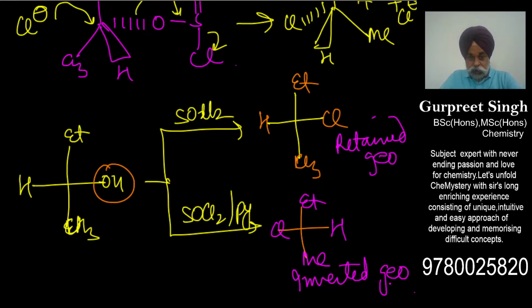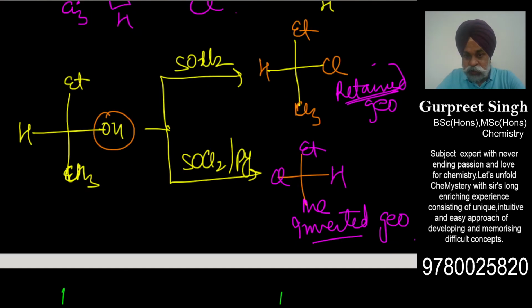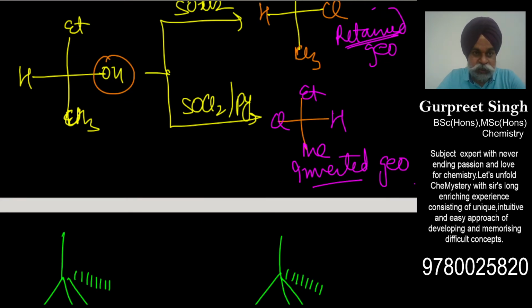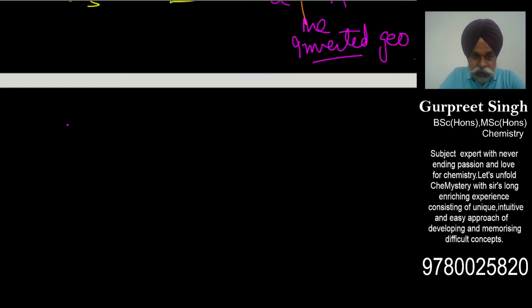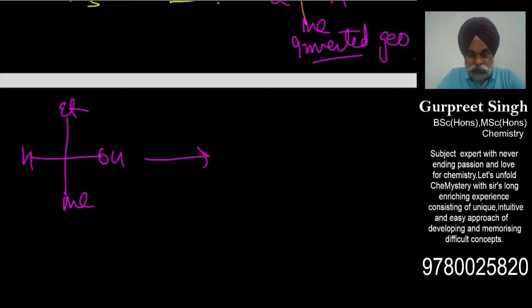Is it okay? So this you always have to remember: thionyl chloride treated with pyridine, you would get inverted; here you would get the retained geometry. So this in a way shows that I got this compound as the final product. Now one more thing to add here. We have not yet completed the answer. So we started with this compound. What was this? Ethyl methyl OH Cl. You treated with thionyl chloride, and you got the retained geometry.